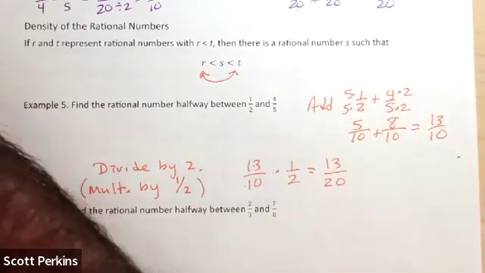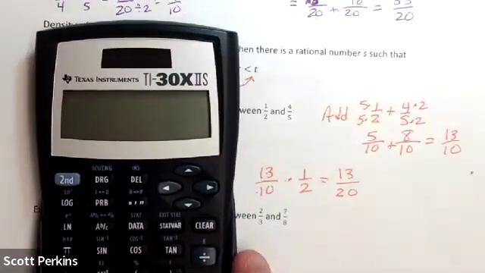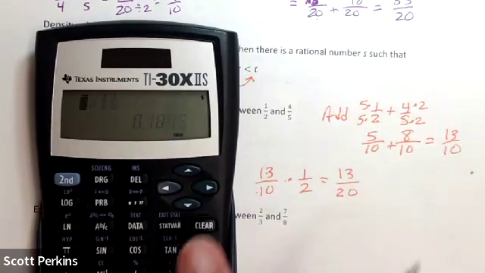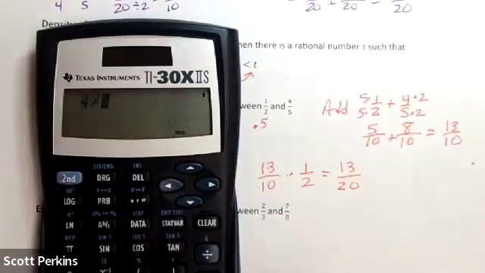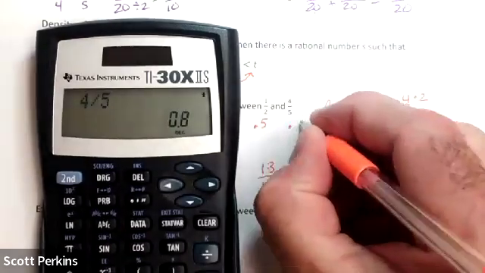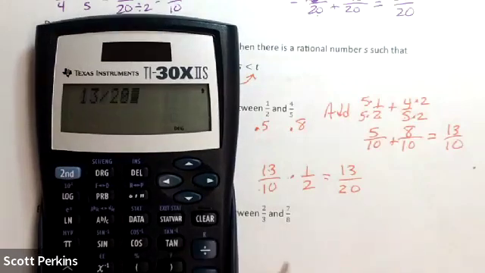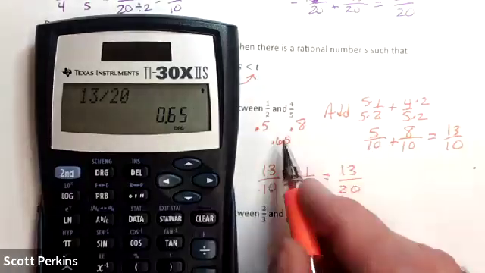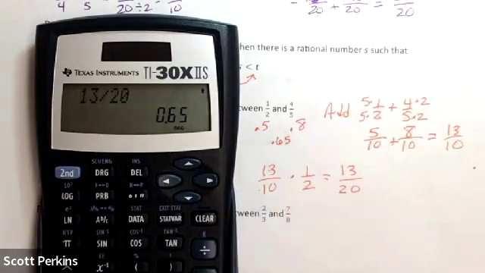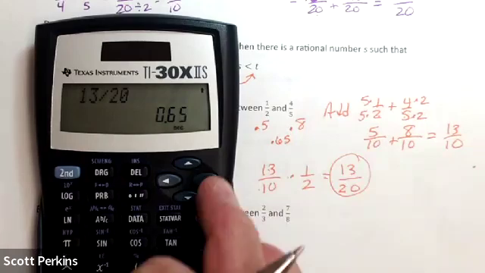Now, I know that's not quite super obvious, so let's verify this with our good buddy, the calculator. Let's use decimals. We're probably more fond of decimals. So 1/2 is equal to 0.5. 4/5 is equal to 0.8. Well, let's see. Where's 13 out of 20? 13 divided by 20. 13 out of 20 is 0.65, and 0.65 is halfway between 0.5 and 0.8. That's the number we want. You add them up first, then you divide by 2.